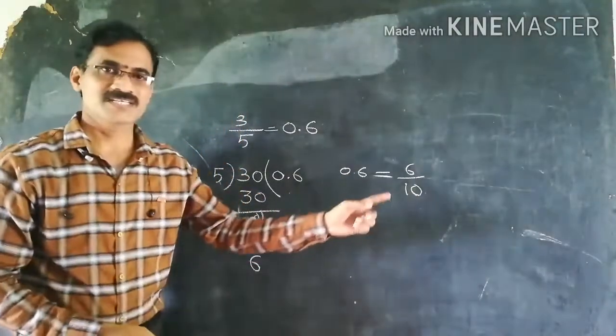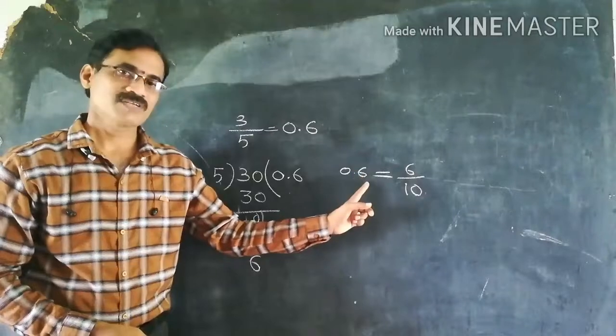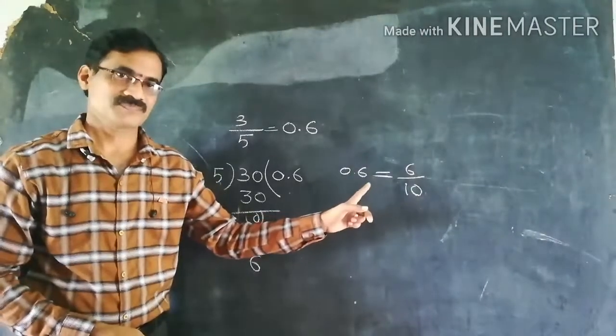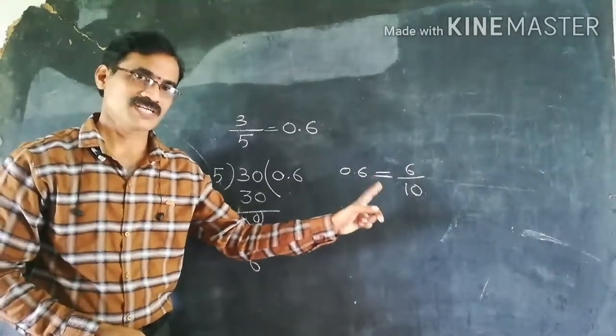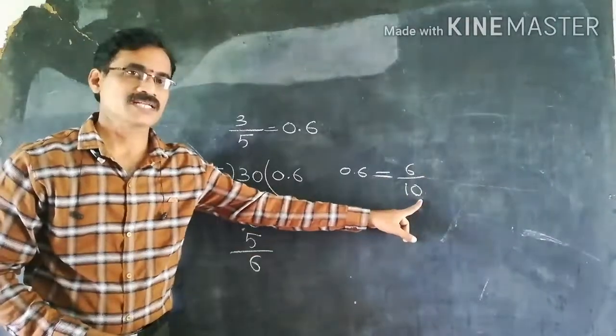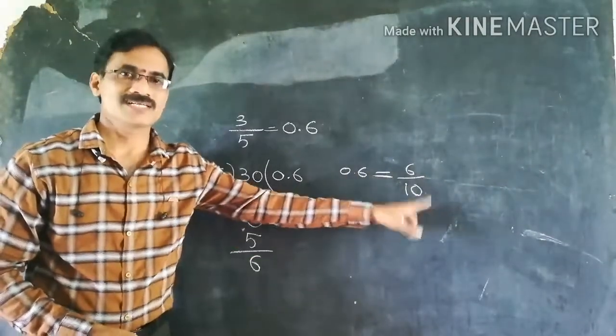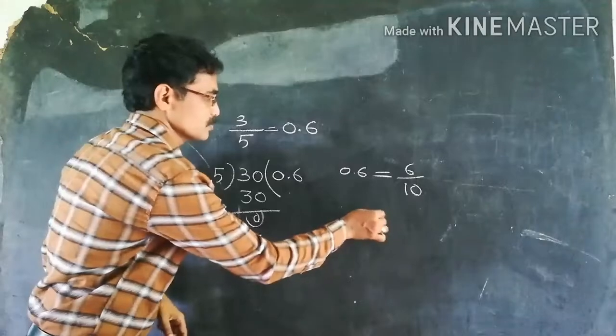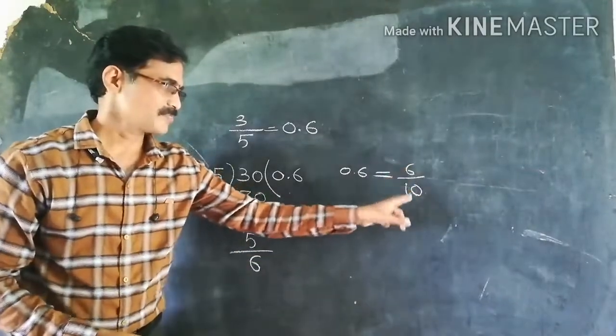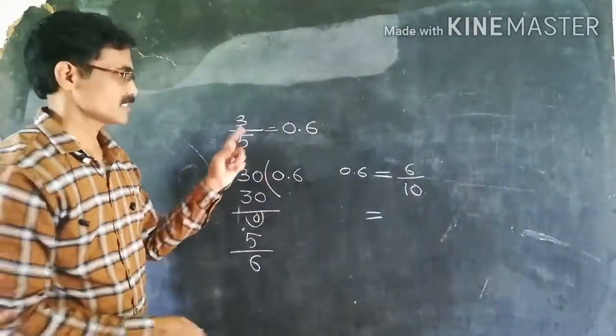Why are we taking 10 here? Because after decimal we have only one digit. In the decimal part we have only one digit. That's why you write 10. If there are 2 digits, you write 100. That's all. Now 6 by 10. If you simplify this 6 by 10, you will get 3 by 5.